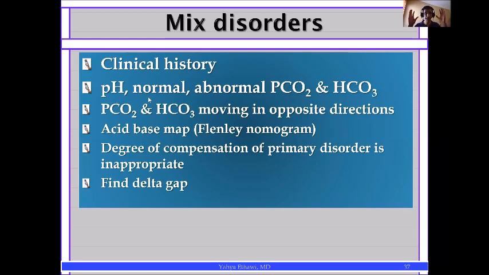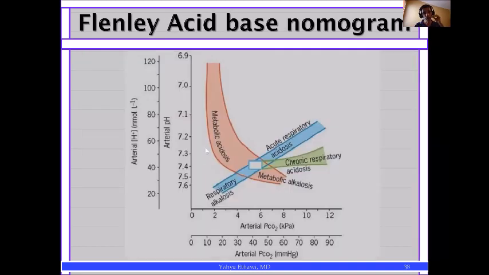So again, clinical history will help you to identify a mixed disorder. Normal pH, abnormal PCO2, but they are moving in the same direction, or overshooting. Acid-base, MAP, or Flynn-Lee nomogram. The degree of compensation does not match the changes in bicarb and CO2. And then you find the delta gap. Now the Flynn-Lee acid-base nomogram, very important.